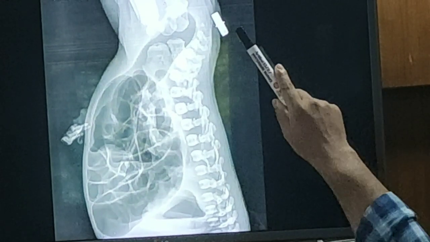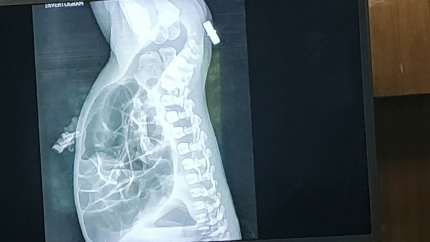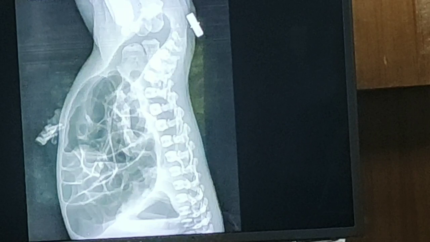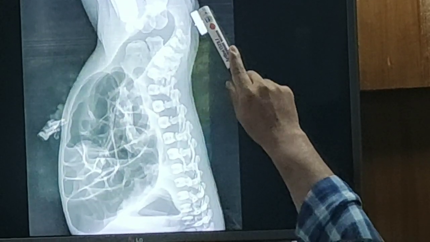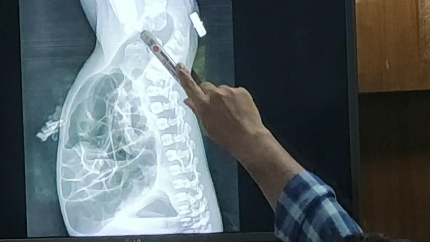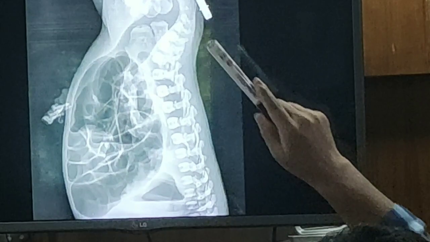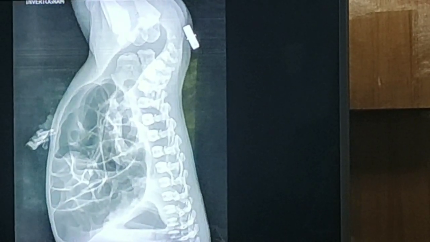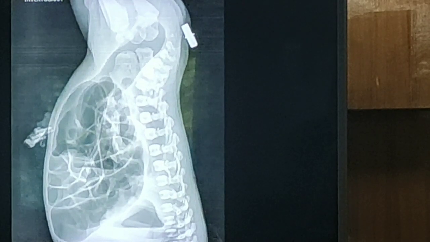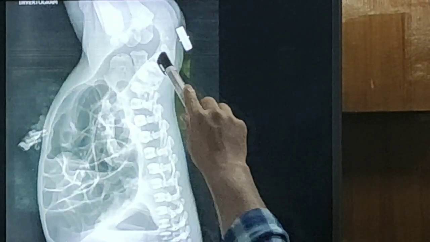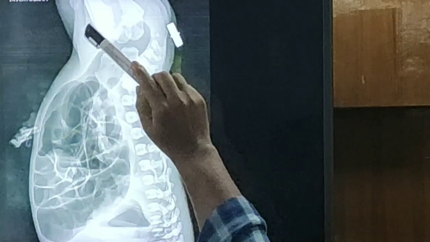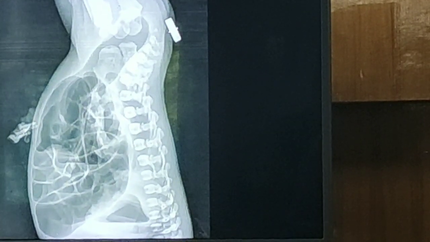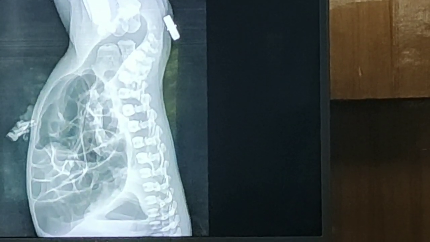A barium piece is placed at the anal cleft and a lateral X-ray view is taken. The distance between the anal cleft, that is the marker, and the shadow is measured. If it is less than 2.5 cm, it is a low anomaly. If the shadow is more than 2.5 cm, it is a high anomaly.